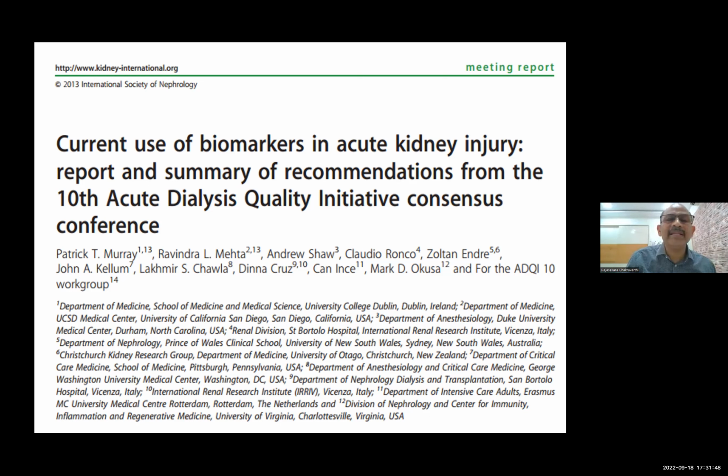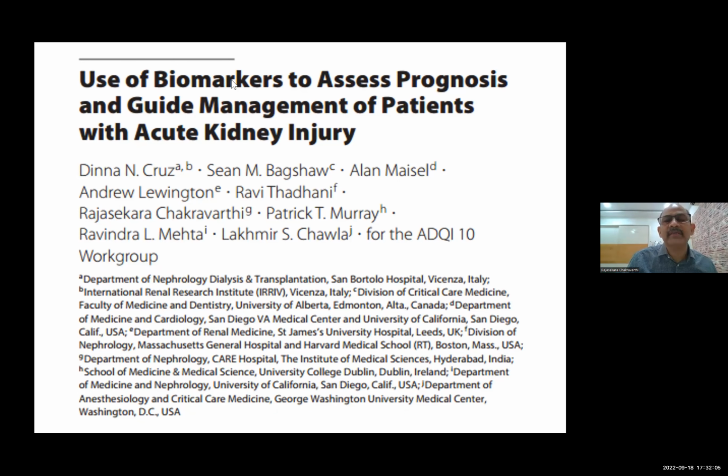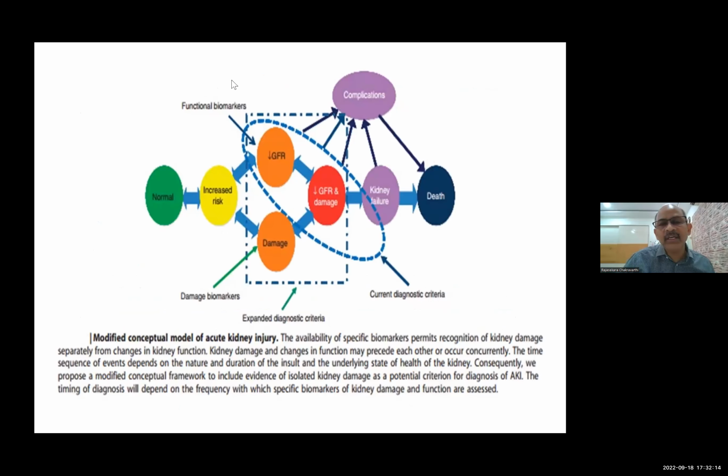So quickly, I'll mention the ADQI on biomarkers. It talked of picking up AKI much faster than what we normally pick up. This is a paper from Kidney International. And subsequently, there were two more papers in Contributions to Nephrology. I had the honor of being part of this ADQI, and in all three papers we learned a lot about how to use these biomarkers. I thought we should learn to use biomarkers in our country also, especially with the background that you saw in our ICUs.